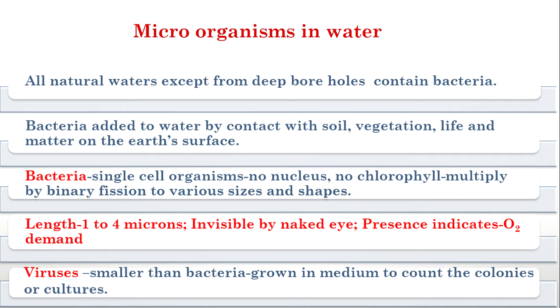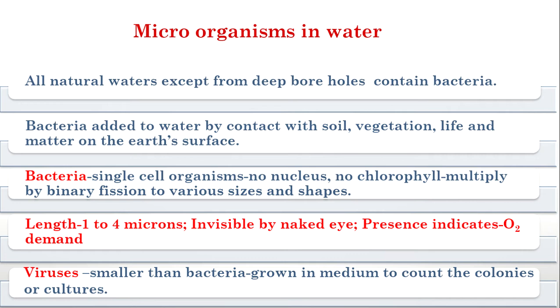And bacteria is a single cell organism. It has no nucleus, no chlorophyll. It will multiply by binary fission, in various sizes and shapes. So this is the peculiarity of bacteria. Its length is 1 to 4 microns, very small. We cannot see it with our naked eyes. And its presence indicates oxygen demand. It will use more oxygen and there will be an oxygen demand in the water where bacteria is present.